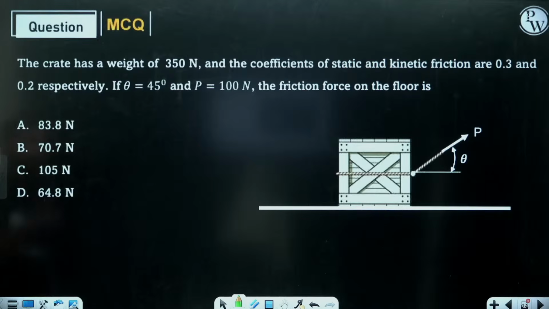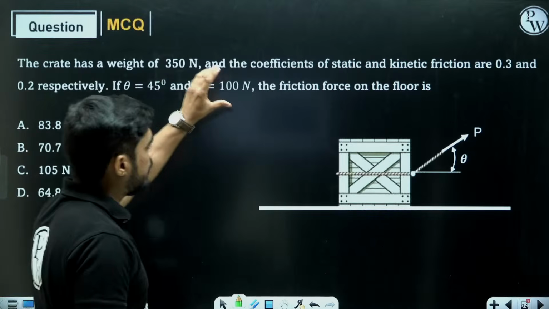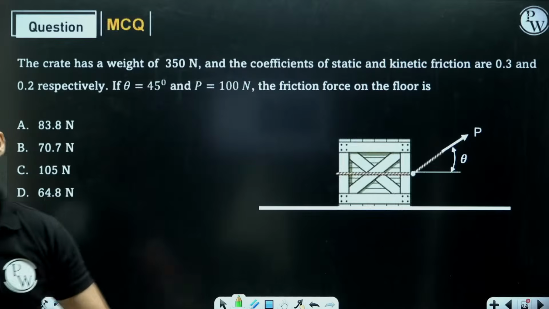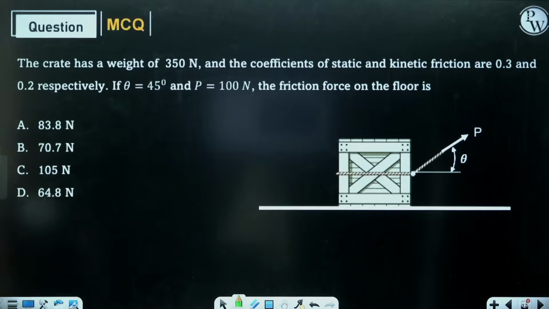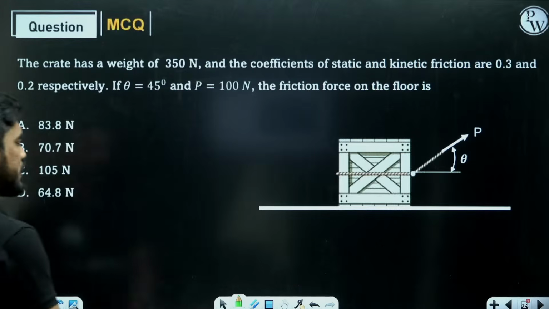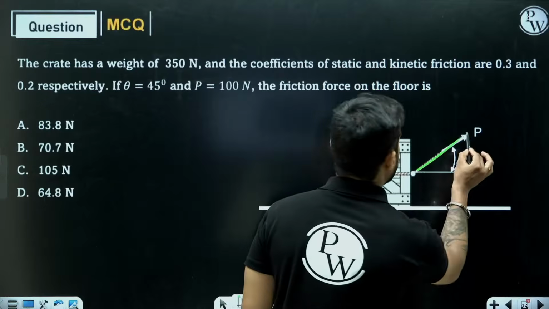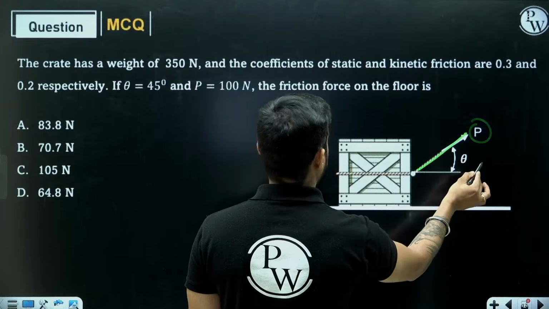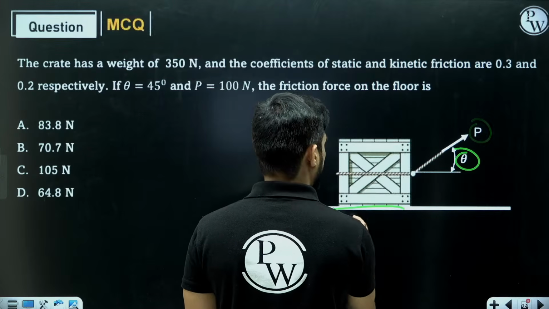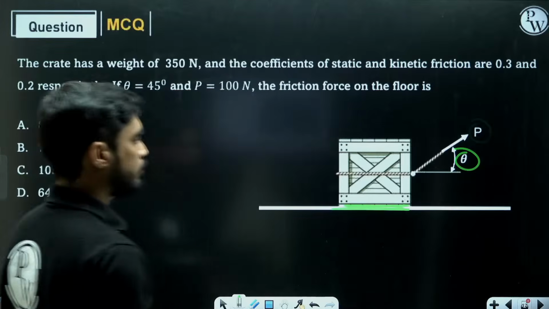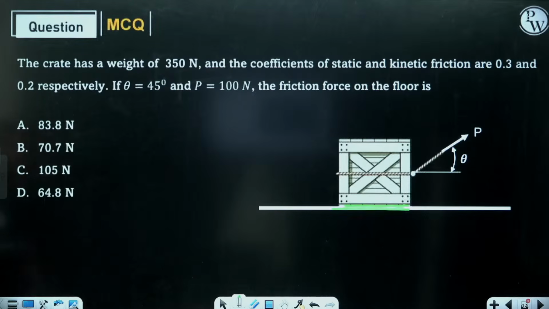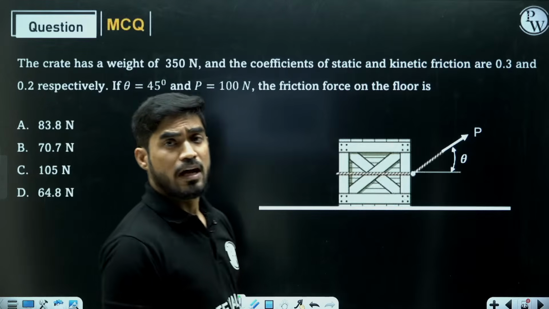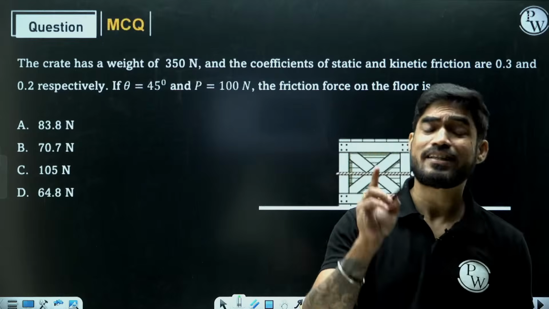If theta is 45 degree and P is 100 Newton, the friction force on the floor is. So we have a crate which is subjected to a force P at an angle theta. If P is 100 Newton and theta is 45 degree, what will be the friction force on the floor? Static and kinetic coefficients of friction are mentioned in the question. Now you need to first find the limiting friction.